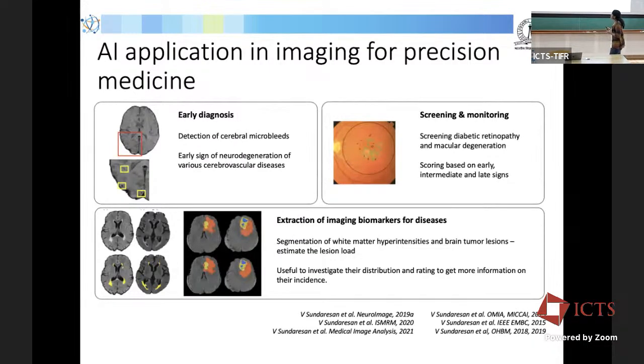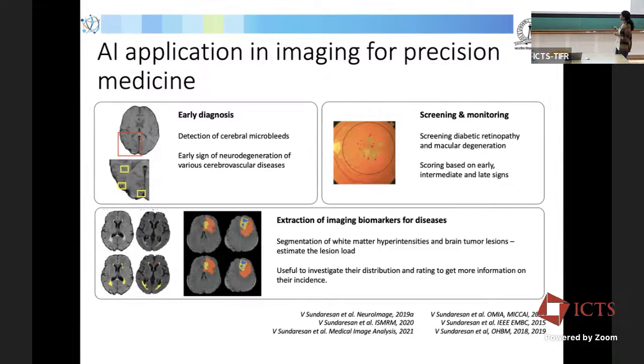So, so far I have worked on a few AI applications in imaging for precision medicine. So first is early diagnosis. This is especially one of the most important and challenging aspects, the detection of microbleeds. So microbleeds could possibly be the earliest sign, a small vessel disease sign, for most of the neurodegenerative and cerebrovascular diseases. And it's doubly hard to detect because they are extremely small. So I have zoomed in and shown. So basically this is how we localize it. Extremely hard to detect.